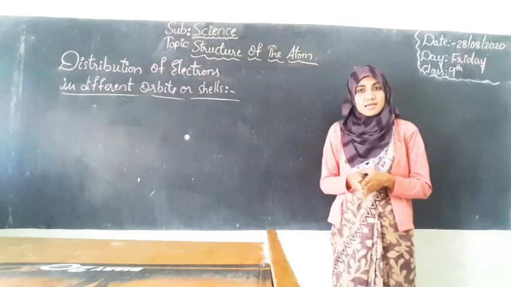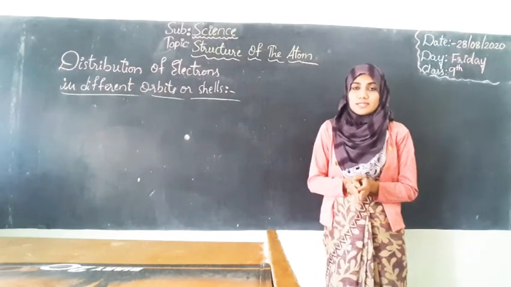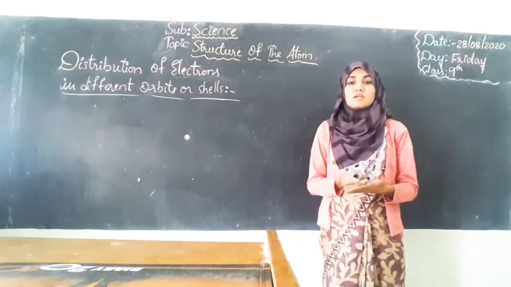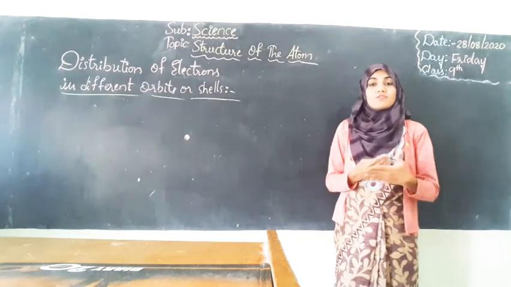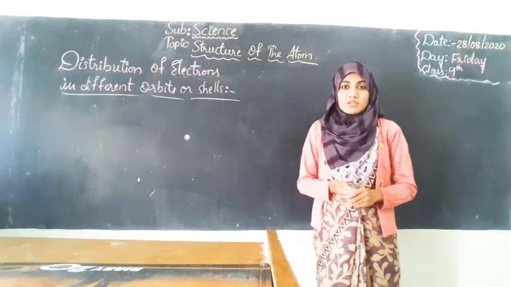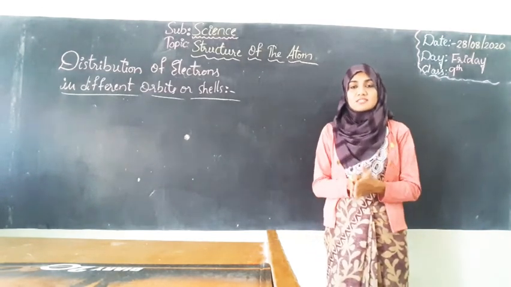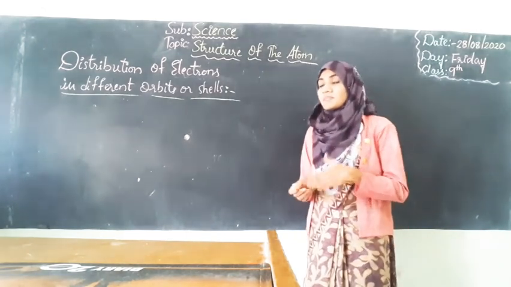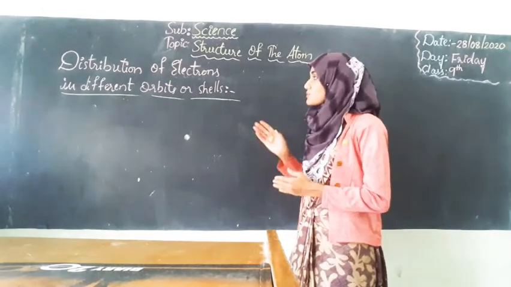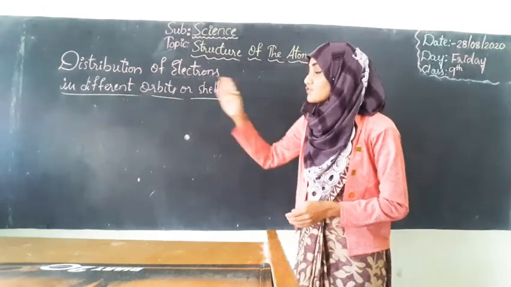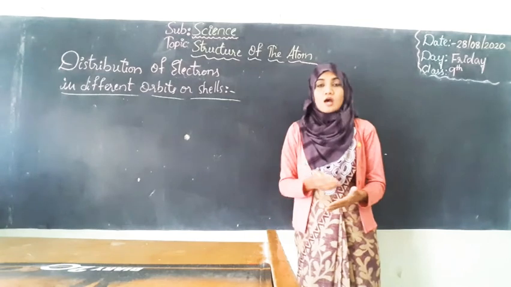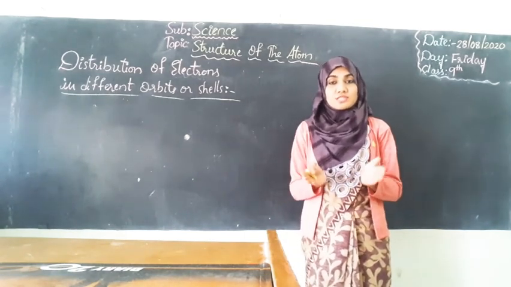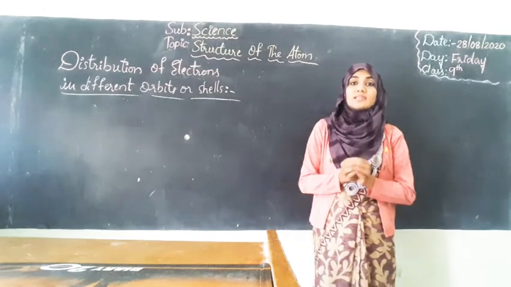In the previous class we learned about the postulates presented by various scientists based on the structure of the atom, and finally the postulates of Bohr. So, Bohr's atomic model was considered for the representation of the structure of the atom. Today we shall discuss the distribution of electrons in different orbits or shells, and how the electrons will be distributed into the different orbits or shells which combine to make an atom.